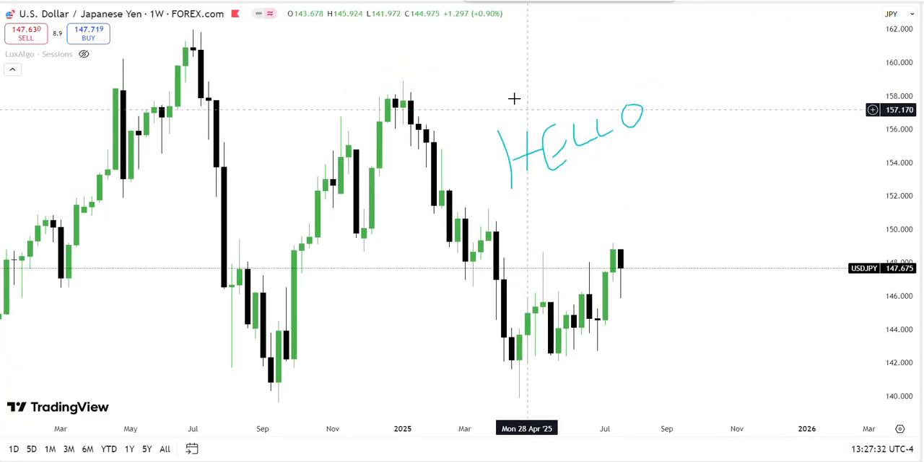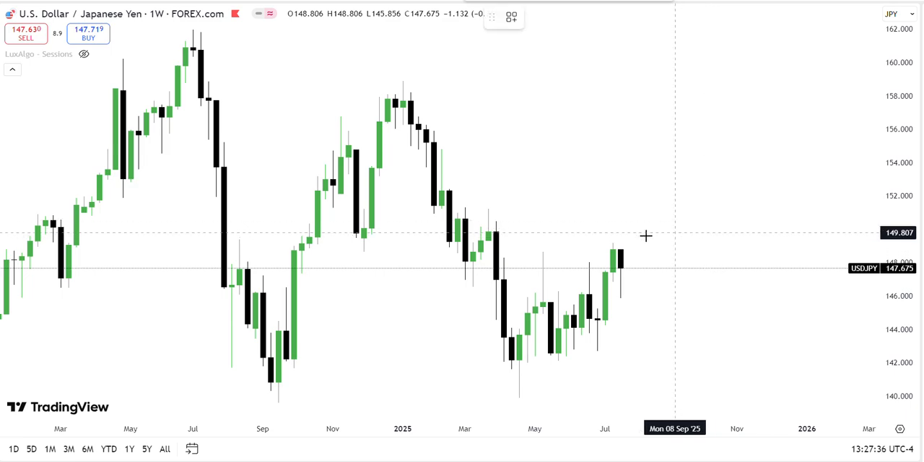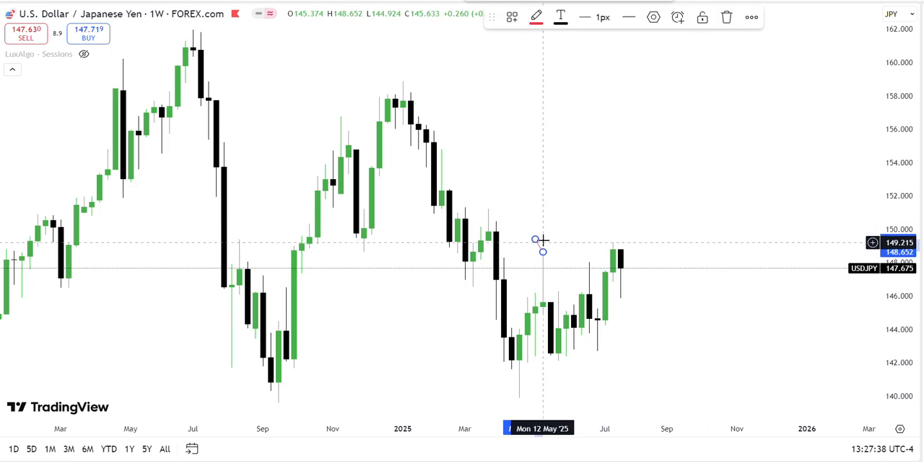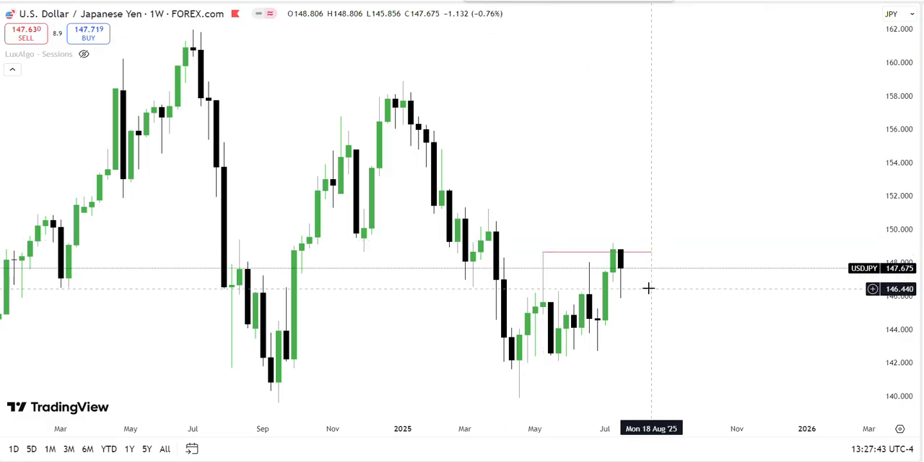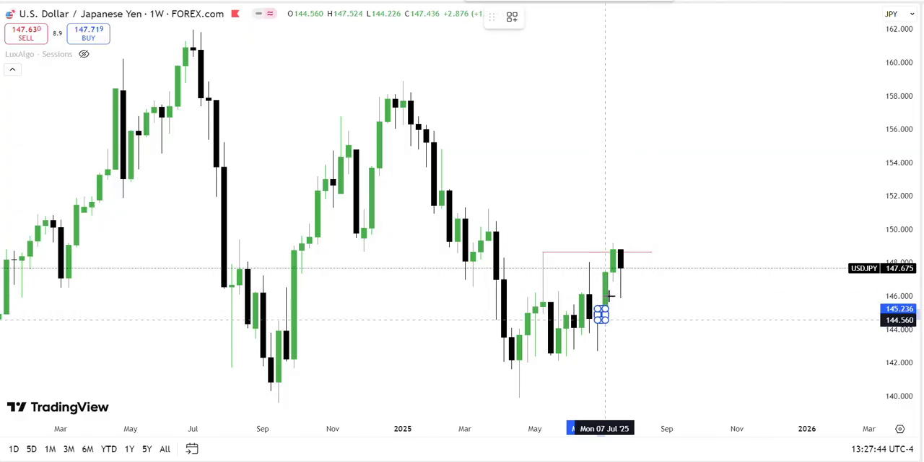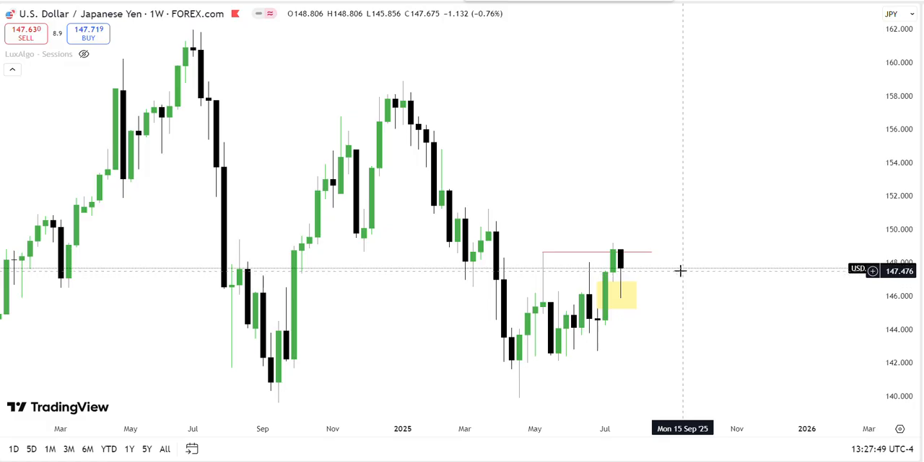Right now I am in the daily time frame and the weekly time frame. Let's mark what the market has done in the weekly: external range liquidity to internal range liquidity. After taking this liquidity, the market went for internal range liquidity. So in the weekly, the market shows a bullish sign, taking ERL and going for IRL.